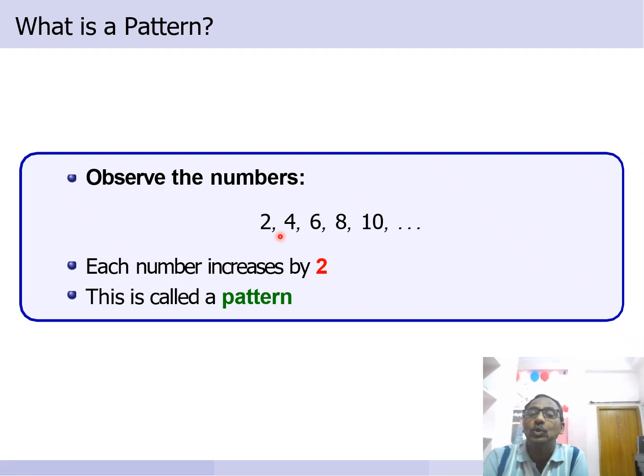If we add 2 to 2, you are getting 4. 4 plus 2 is 6. 6 plus 2 is 8. 8 plus 2 is 10. So each number is increased by 2. This is called a pattern.